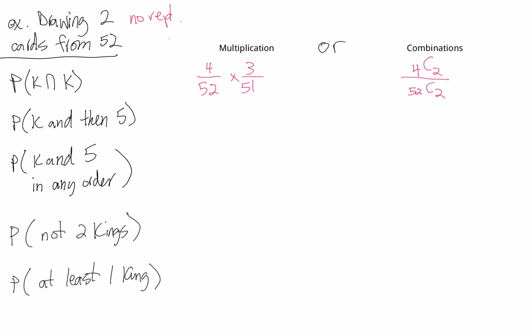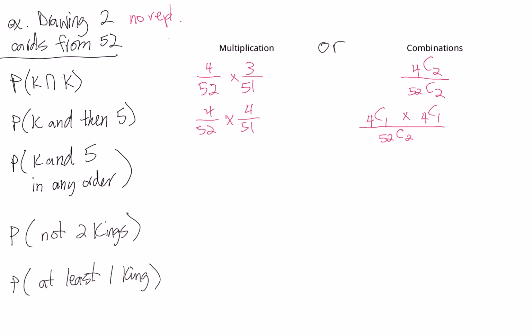Okay, let's go through the next one. It's a little bit different. Now we want a king first, and then we want to get a 5. So the king part would be the same, 4 out of 52. And now a 5 would be, there's 4 5s out of 51. So that's how we do that using the old method. And to use combinations, we would do 1 out of the 4 kings, and then 1 out of the 4 5s, and we're still picking 2 out of 52.